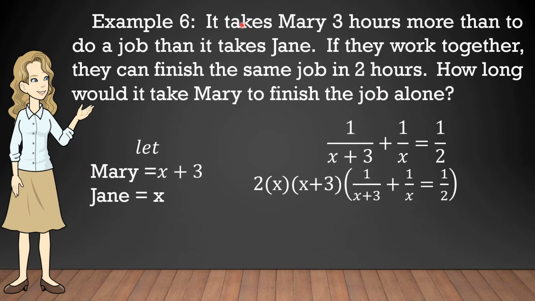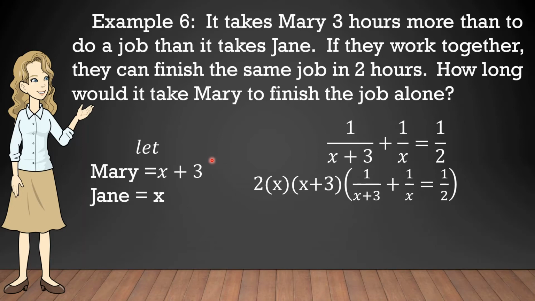Again, it is said that Mary takes 3 hours more to do a job than Jane. So, kung nag-work daw si Jane, mas mahaba ng 3 hours si Mary. Meaning, matagal mag-work si Mary. If they work together, they can finish the same job in 2 hours. So, kapag nagtulong silang dalawa, 2 hours lang ang nako-consume nila. How long will it take Mary to finish the job alone? Ilang oras ginagawa ni Mary yon? Because more than 3 hours ang haba ng oras niya kaysa kay Jane.